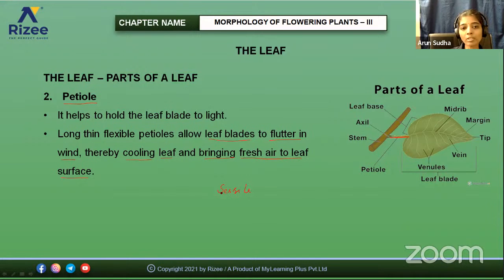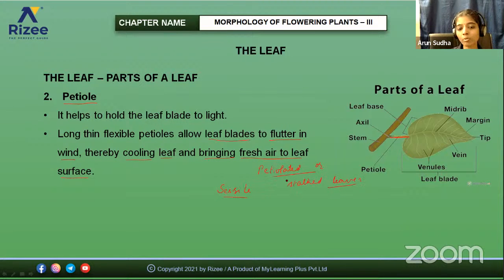In the case of a flower, if the stalk is absent, we call it sessile. In the case of the leaf, if the petiole is absent, it is called sessile, and if the petiole is present, it is called a petiolated or stalked leaf.